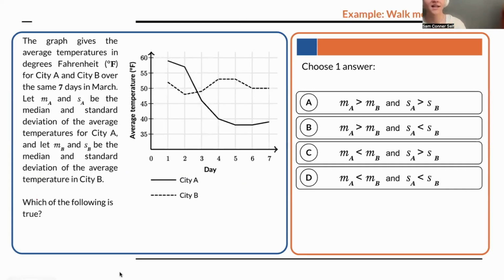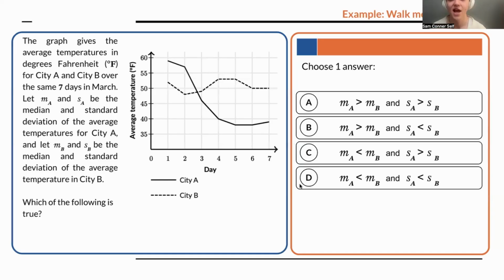All right. So again, another representation that they give you. This time it's in a graph instead of a line plot. They say that this graph gives the average temperatures in degrees Fahrenheit for city A and city B over the same 7 days in March. If M of A and S of A are the median and standard deviation of the average temperatures for city A, and M of B and S of B are the median and standard deviation of the average temperatures in city B, which of the following is true? And they give us 4 options in the multiple choice.